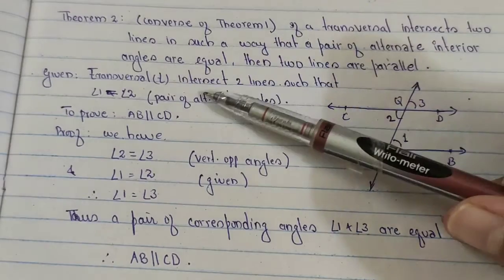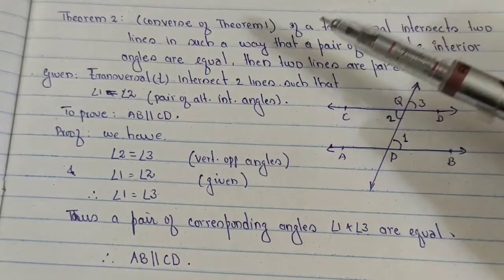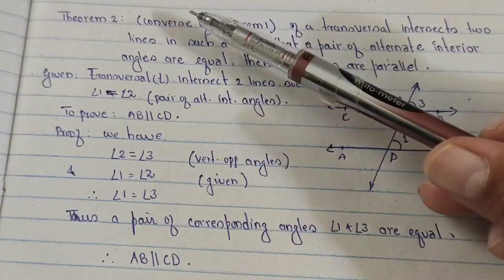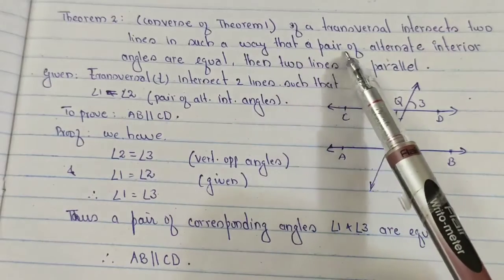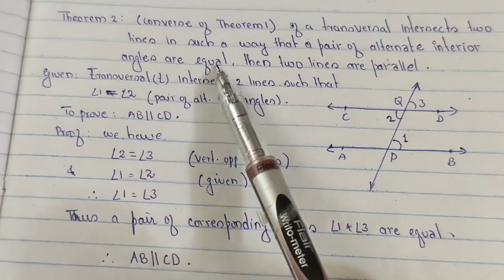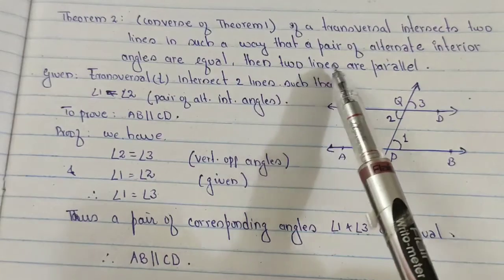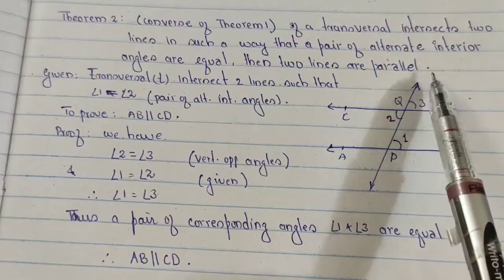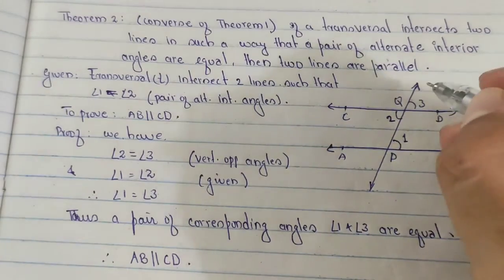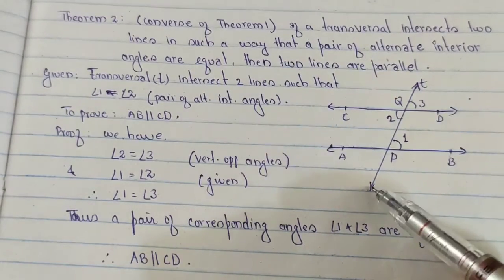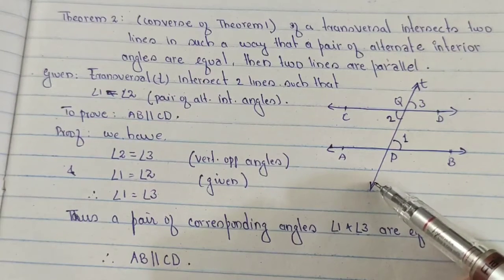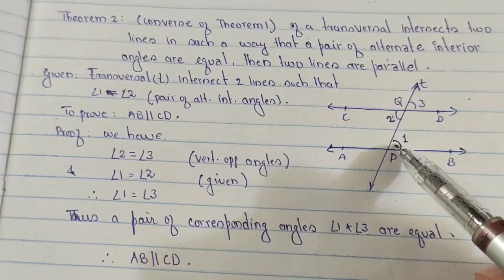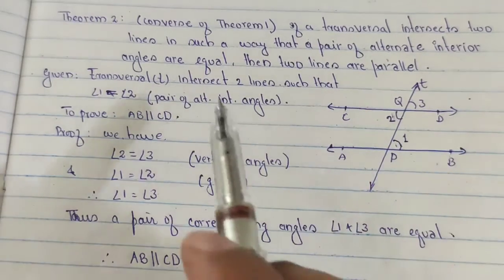Now this is the second theorem, which is just the converse of theorem 1. Here it is given that if a transversal intersects two lines, and in theorem 1 it was two parallel lines, in such a way that a pair of alternate interior angles are equal, then the two lines are parallel. Here these are the two lines. Transversal T is intersecting these two lines in such a way that a pair of alternate interior angles are equal. Then you have to prove that these two lines are parallel.